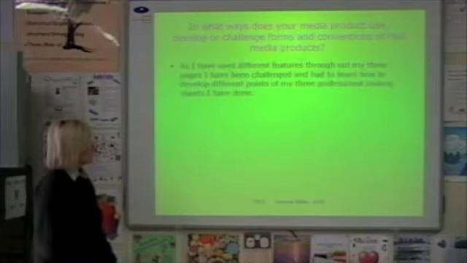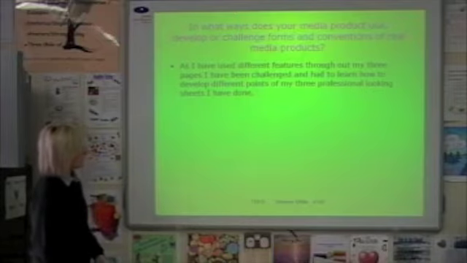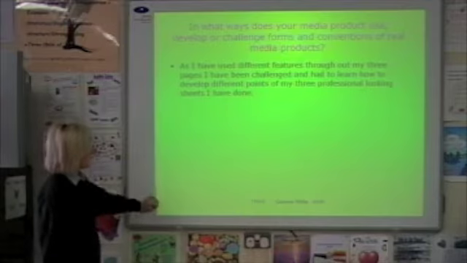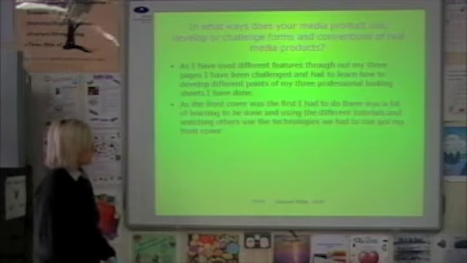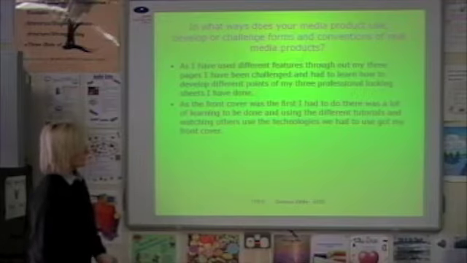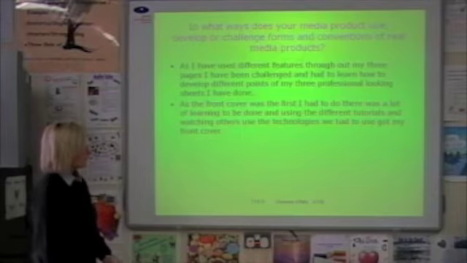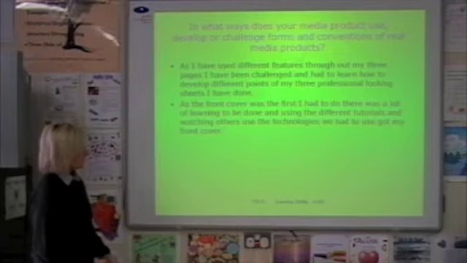As I have used different features throughout my 3 pages, I have been challenged and had to learn how to develop different points of the 3 professional looking sheets I have done. As the front cover was the first, I had to do a lot of learning, using the different tutorials and watching others using the technologies we had to use, to get my front cover.